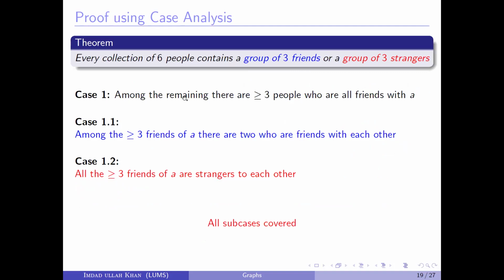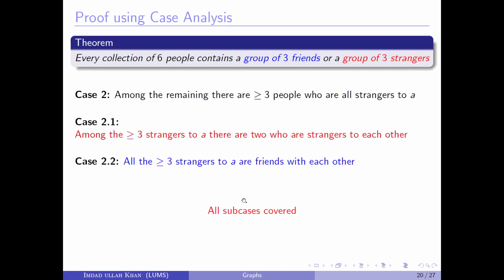So if you think of the first case, that case can be broken down into 2 pieces. Amongst the 3 people who are friends of A, there are 2 who are also friends with each other, or all of the remaining people are strangers with each other, right? So you can draw this graph and analyze these cases. If we have case 2, amongst all those at least 3 people who are strangers to A, there are 2 who are strangers to each other, or all of them are friends to each other, right?